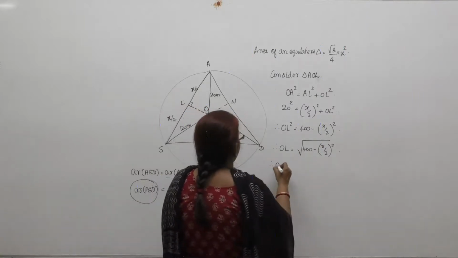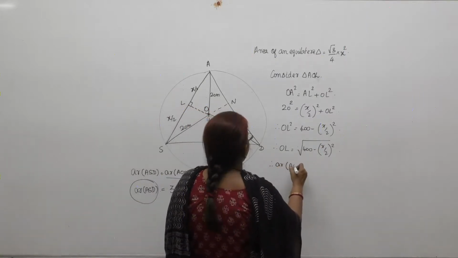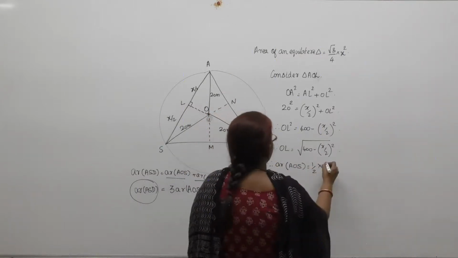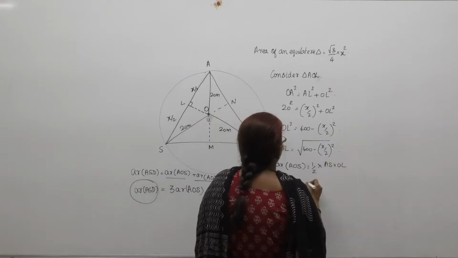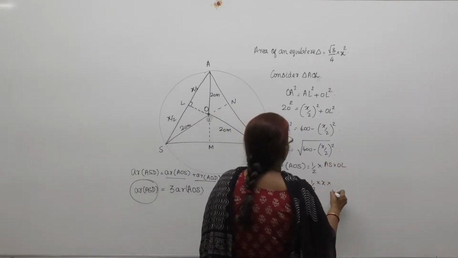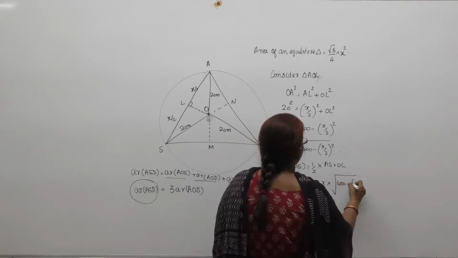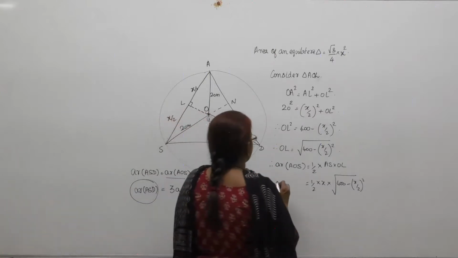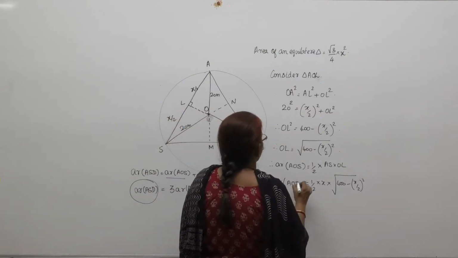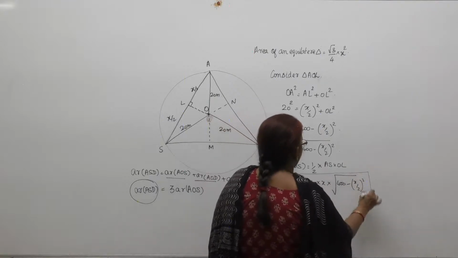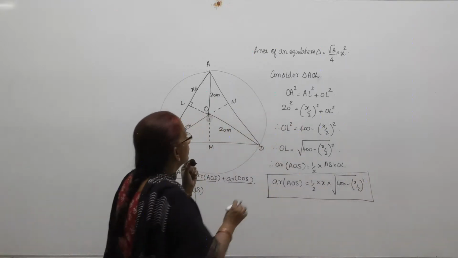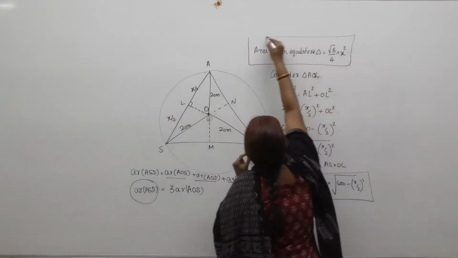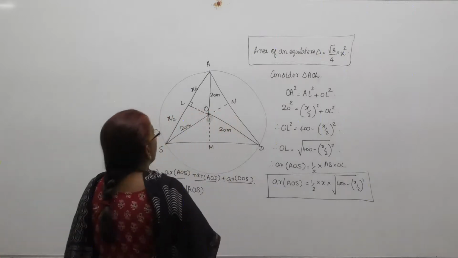So therefore area of AOS is equal to half into base into height. So the base is AS into height is OL, which is half into x into square root of 400 minus x by 2 the whole square. That's all. That is area of AOS. So here you have an expression for area of AOS. Here also you have an expression for area of AOS. I mean, this is okay.